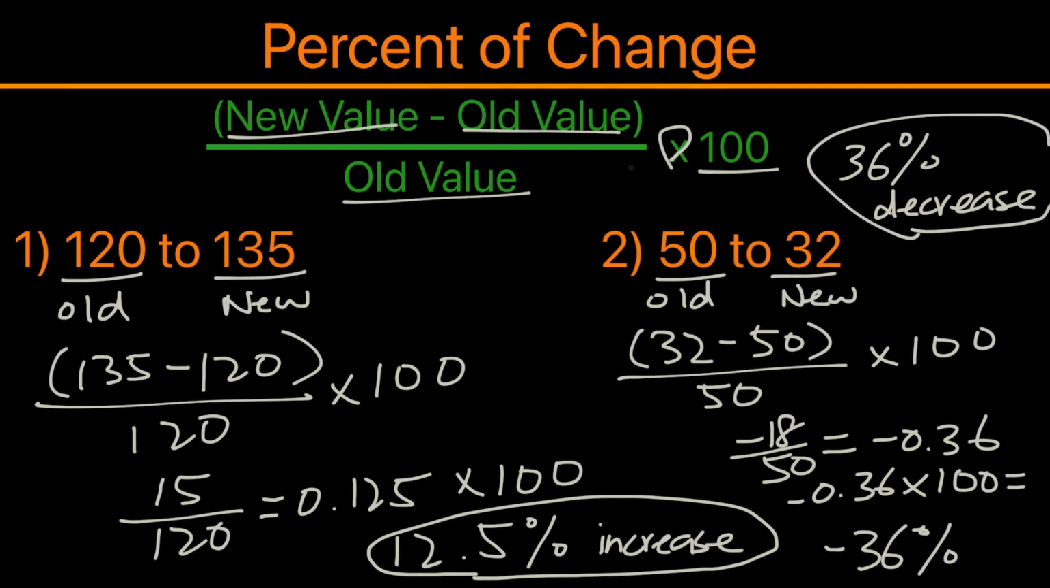Notice how we didn't put negative. The word decrease means that it's a negative percent. So a positive increase, we would simply add the word increase in the back, whereas when we have a negative percent, we would take out the negative sign and add the decrease word in the back of it. So in this case, example 2 is 36% decrease.